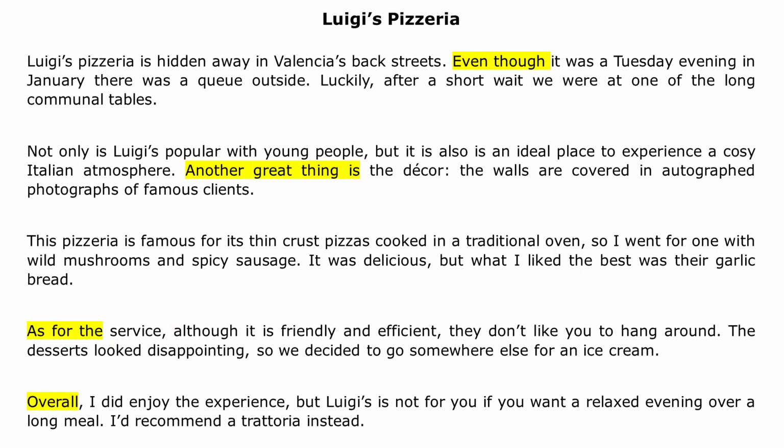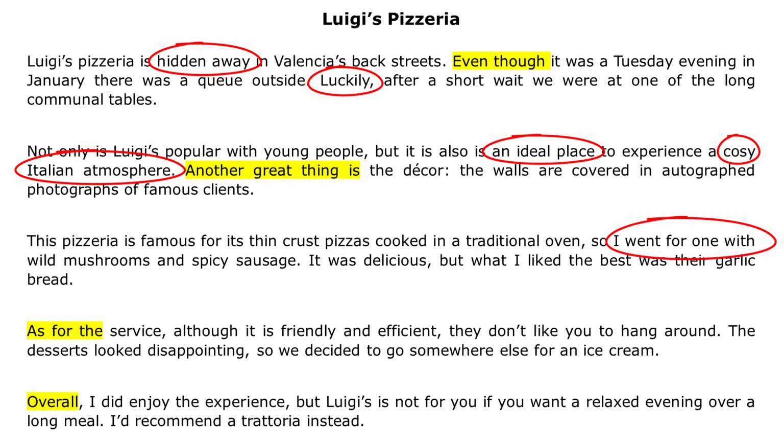And the language is effective too. There's some nice vocabulary in the review like "hidden away," "luckily," "an ideal place," "cozy Italian atmosphere," "I went for one," which means I chose one, "I went for one with wild mushrooms and spicy sausage. It was delicious," "friendly and efficient service," "to hang around," which means to spend time or to wait. So lots of good descriptive vocabulary and very nice informal expressions.